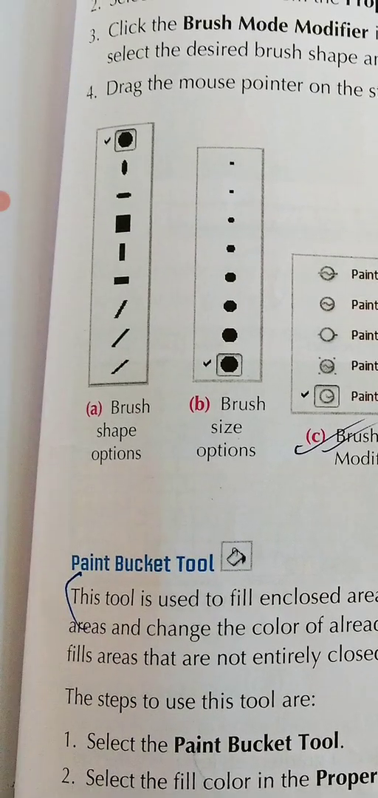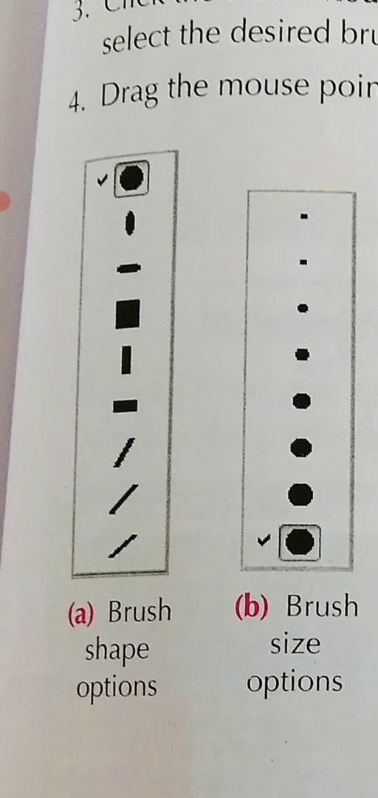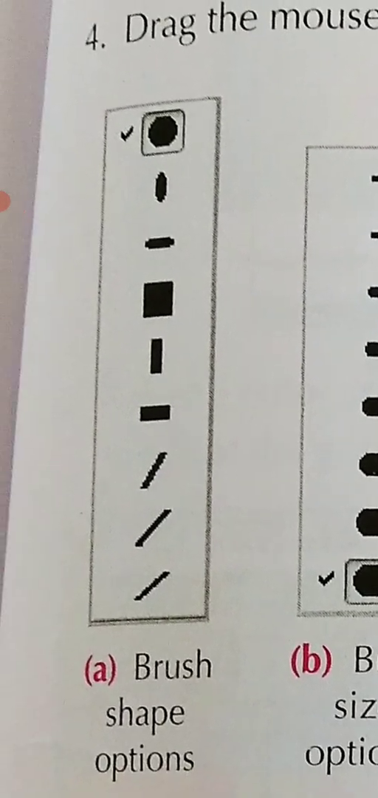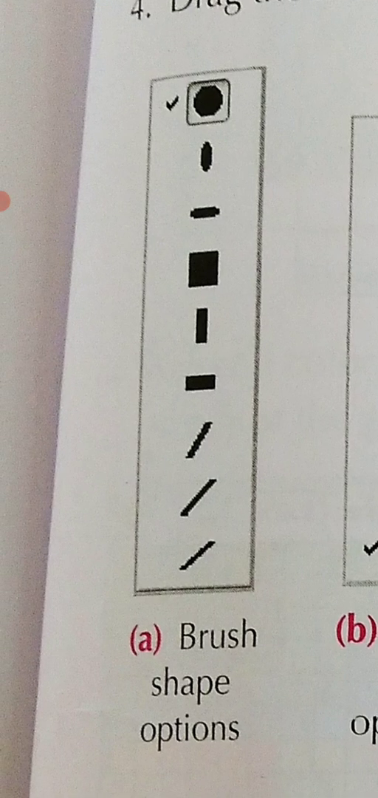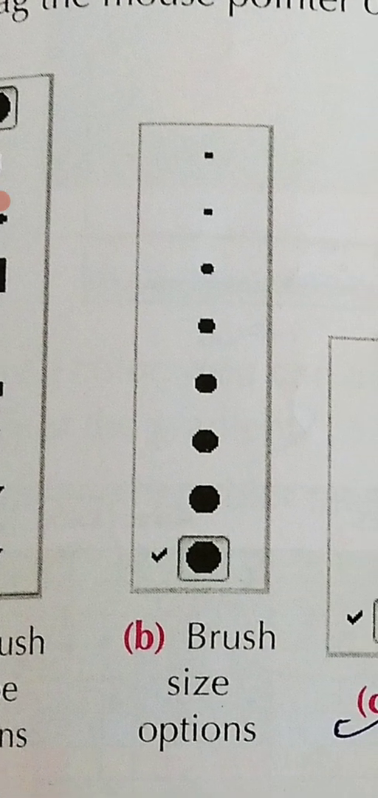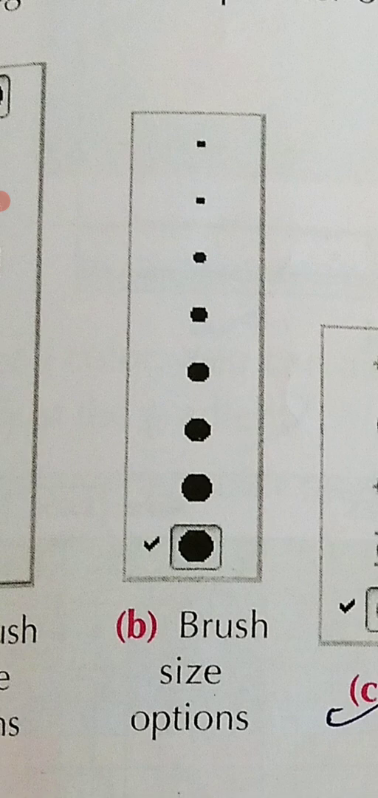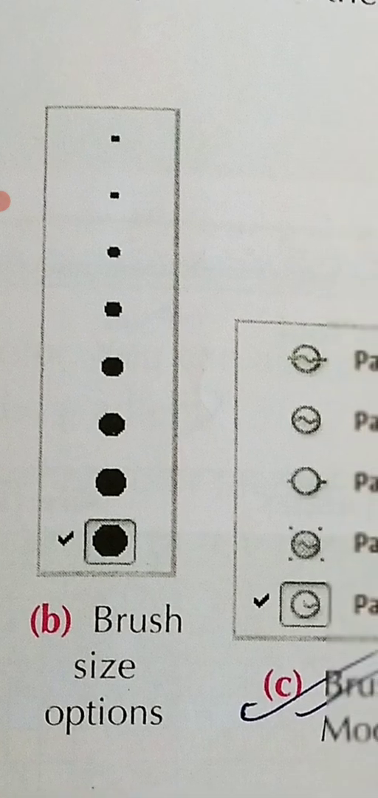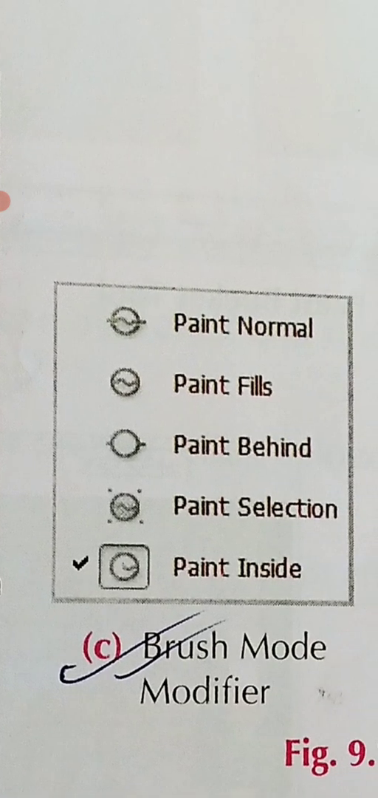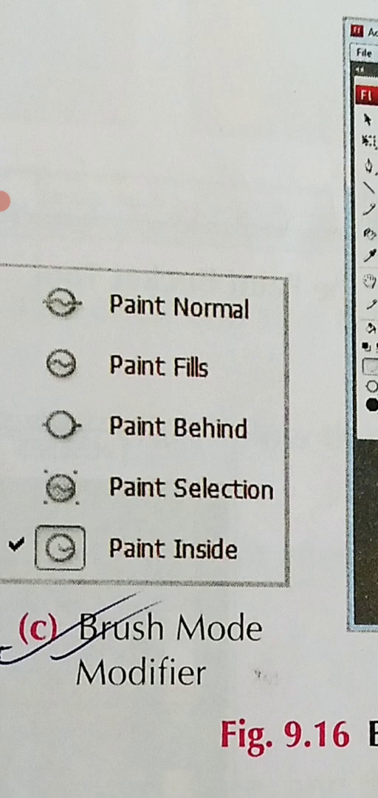Have you seen? See number A, where you will find brush shape options. There are different options of brush shape. Then you see number B, brush size options. These are the brush size options, having different lengths, different measurements. Then number C, you see brush mode modifier.